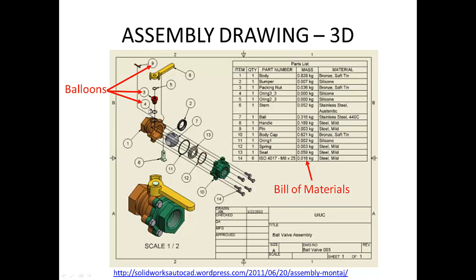So it's important to know what the balloons are, what the bill of materials or parts list is, and how it's going to be located in the part. And very commonly you will have the assembly drawing together with the bill of materials.